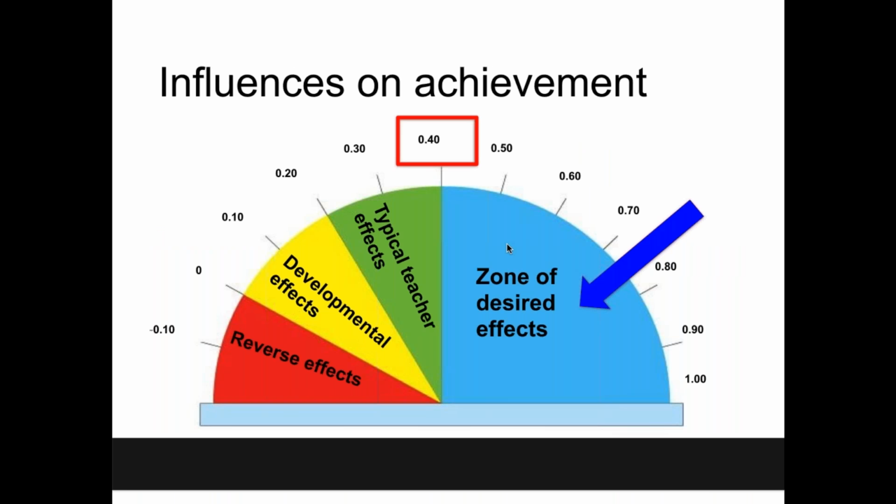Hattie has found, out of his 230 now influences, there are some things that actually make learning go backwards, things that have maybe developmental effects. Anything between 0.2 and 0.3 would be typical teacher effects. We're going to talk a little bit more about this next week. If this is not familiar to you, please do not panic at all. This is just an overview of Hattie's research that I think makes enough sense for now. What Hattie would say is that out of all of his studies, the average effect is 0.4, so anything below 0.4 is less than average.